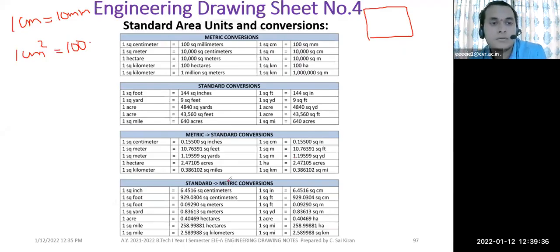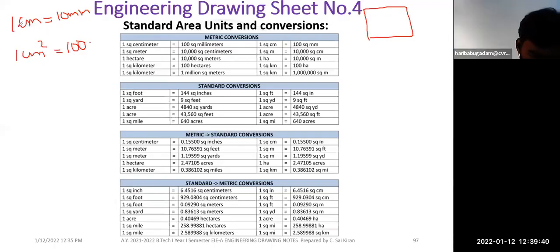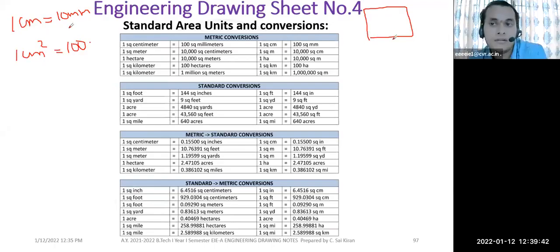Whenever you want to convert 1 centimeter into mm, we know that 1 centimeter equals 10 mm. But for the area, what we do is 1 centimeter into 1 centimeter, so centimeter square. Similarly, 1 centimeter equals 10 mm, so 10 mm into 10 mm, 10 into 10, 100, mm square. So like this, you have to calculate.